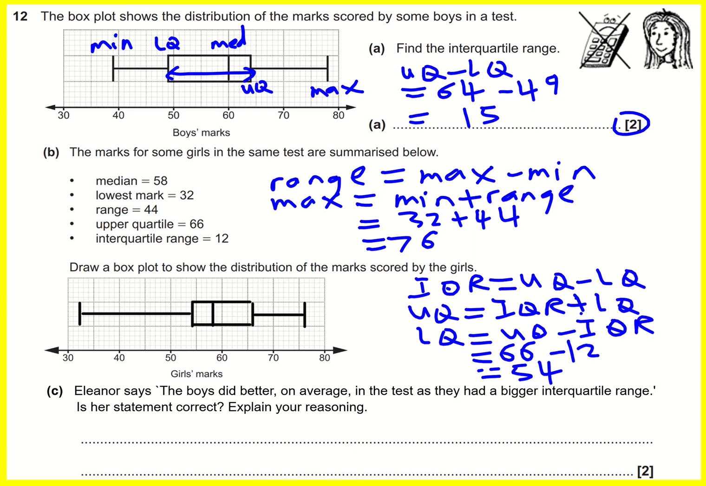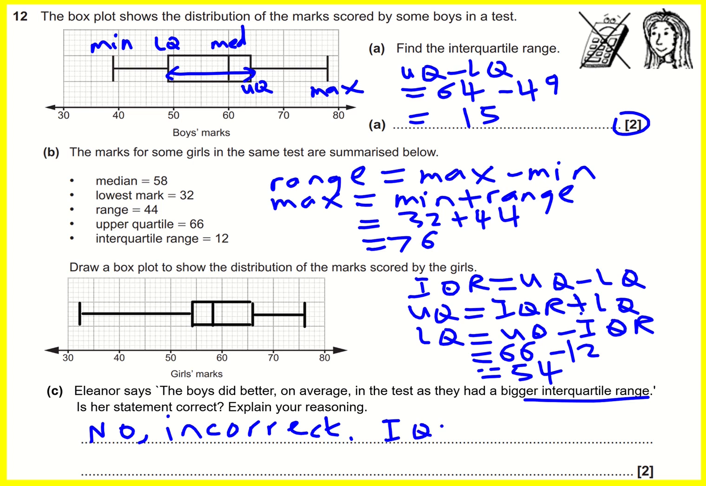Okay, very last part. Eleanor says the boys did better on average in the test as they have a bigger interquartile range. Is the statement correct? Explain your reasoning. The statement is not correct. No, incorrect. And the fact is that the interquartile range doesn't measure how well something is done, it measures the consistency. So we just need to write that down.